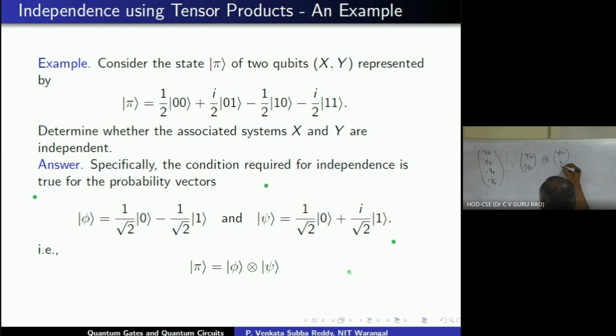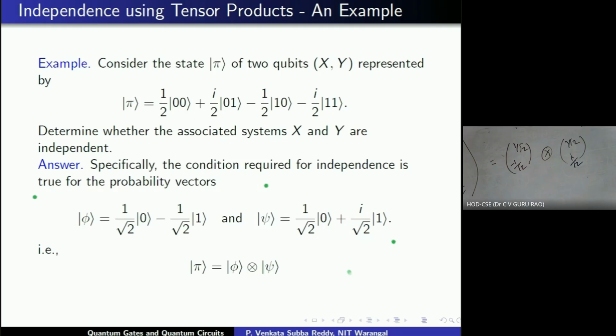1 by root 2. Now you please cross verify whether we are getting the same thing or not. This is 1 by root 2 into 1 by root 2, 1 by 2, correct. 1 by root 2 into i by root 2, i by 2, correct. Minus 1 by root 2 into 1 by root 2, minus 1 by 2. Minus 1 by root 2 into i by root 2, minus i by 2. Correct only, no?